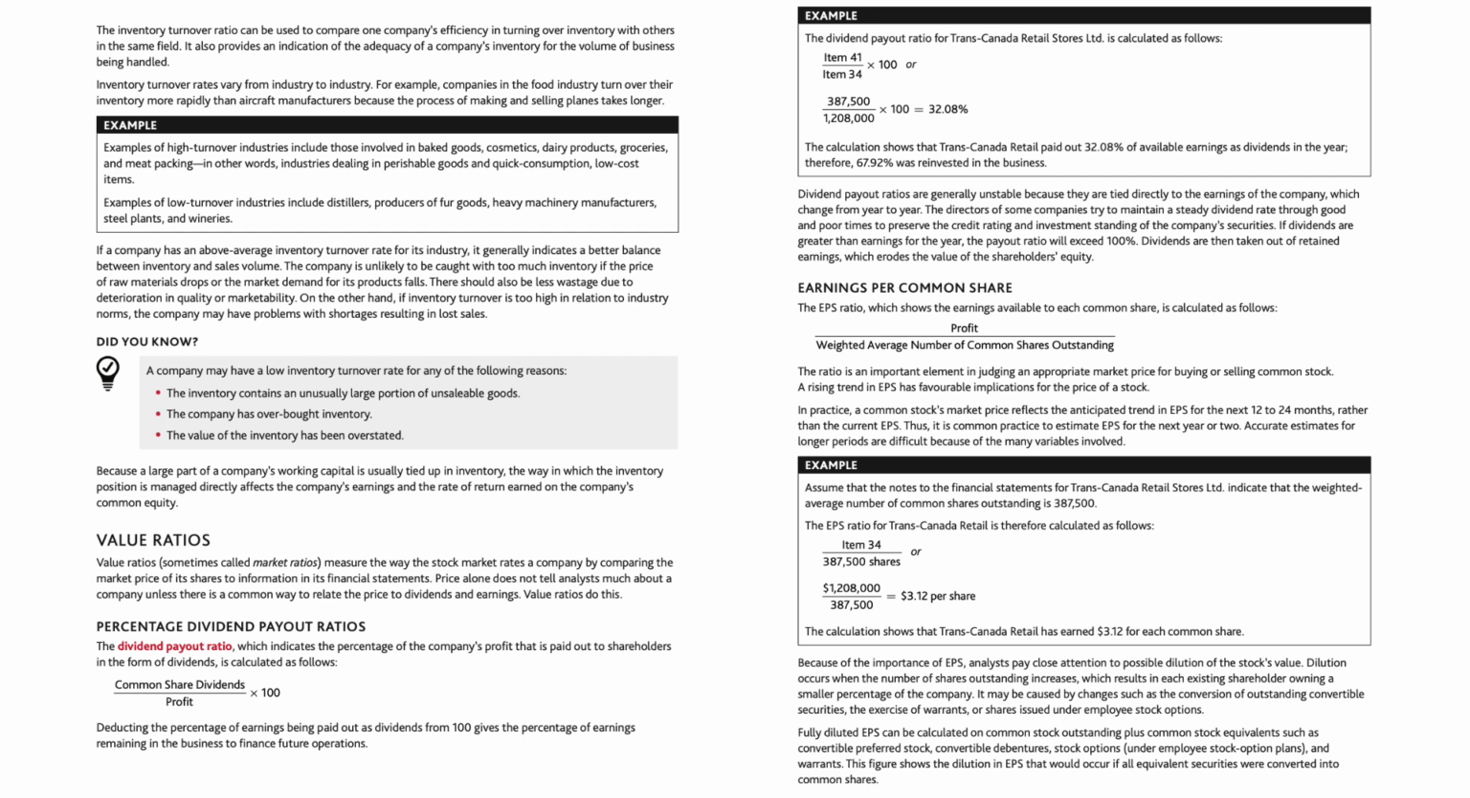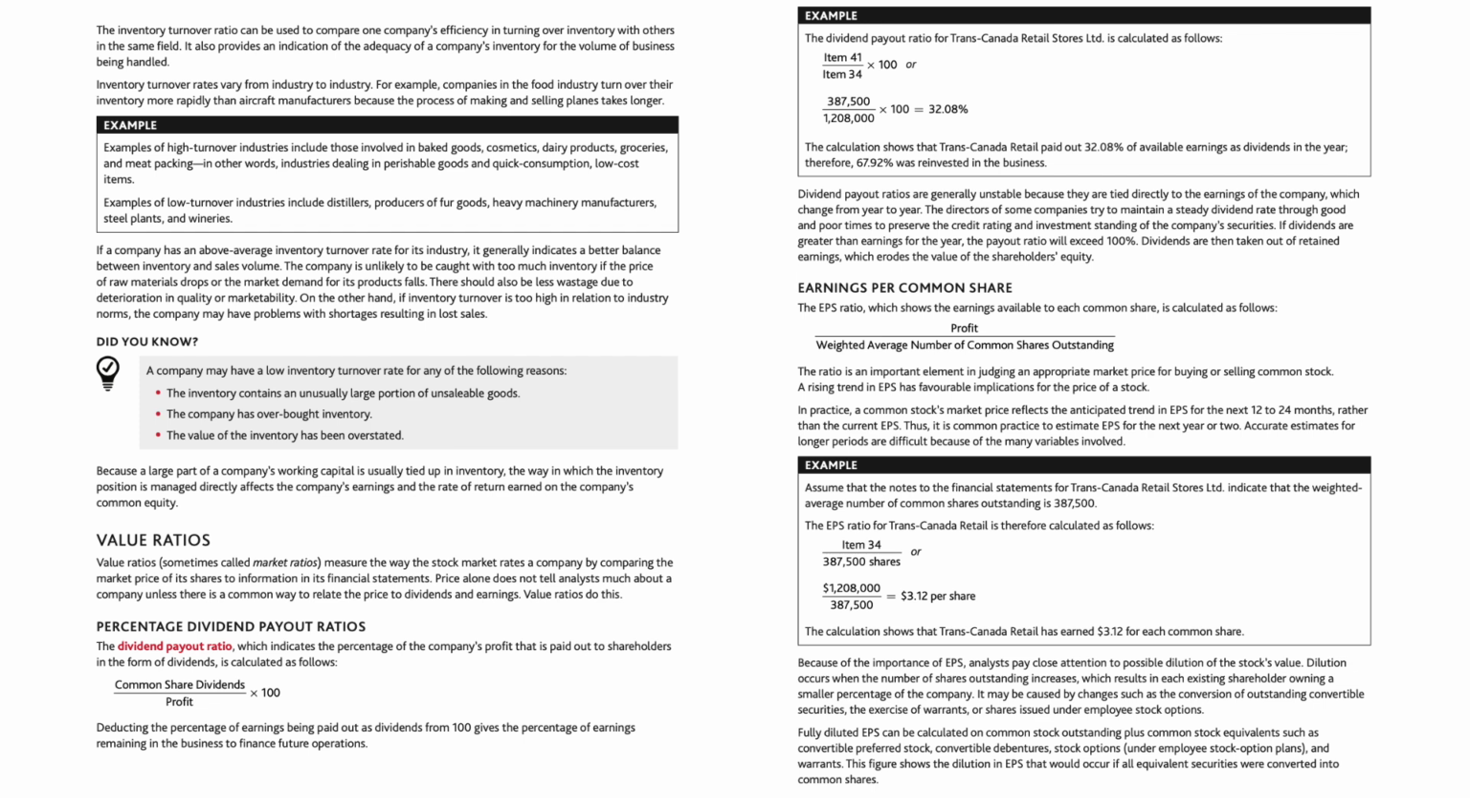Here's an example. Examples of high turnover industries include those involved in baked goods, cosmetics, dairy products, groceries, and meatpacking. In other words, industries dealing in perishable goods and quick consumption, low-cost items. Examples of low turnover industries include distillers, producers of fur goods, heavy machinery manufacturers, steel plants, and wineries.